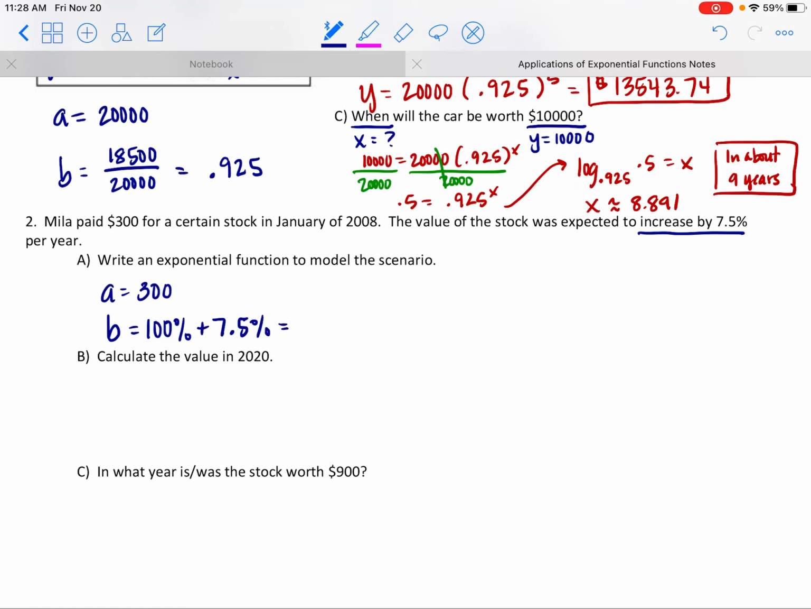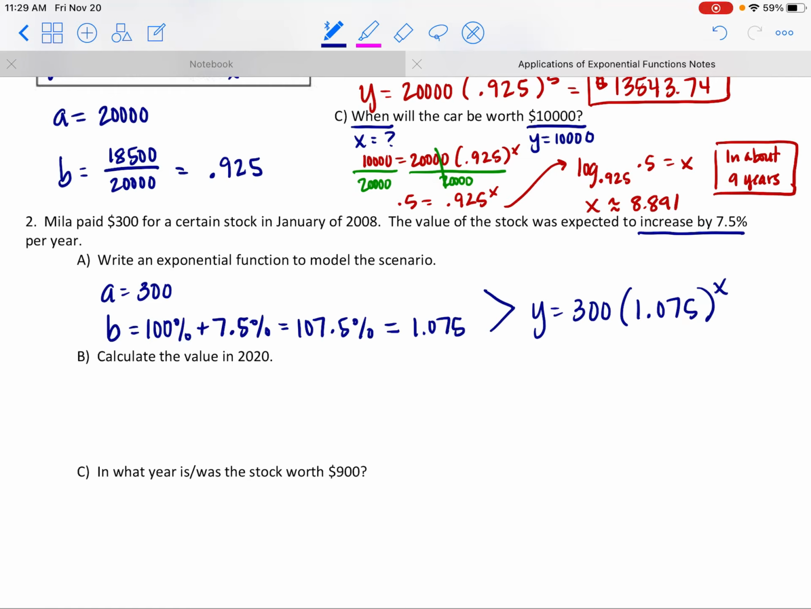So all I need to do is add the 7.5% increase. So 100 plus 7.5 would be 107.5% as our multiplier. And so that's what B is. B is supposed to be 107.5%. Of course, we're going to convert that to a decimal to plug it in. So it would be 1.075 as a decimal, which means our function here is going to be 300 times 1.075 to the x power. And again, that base of our exponent being bigger than 1 is confirming that that's going to be an increasing graph. That's going to be growth, which is what we want here.